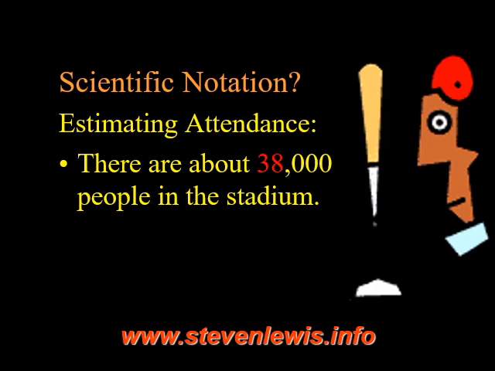Estimating 38,000 people in attendance with only the first 2 digits significant means that the actual attendance will be somewhere between 37,500 and 38,500 fans. If we convert our estimate to scientific notation, we would write 3.8 times 10 to the 4th power. The 2 digits in the coefficient, 3.8, tells us there's only 2 significant digits. The 10 to the 4th power tells us to move the decimal place to the right 4 places if we want to write our estimate in traditional form.